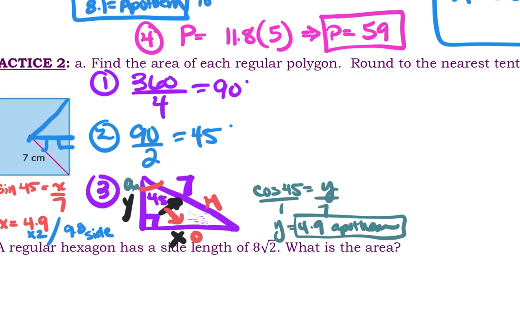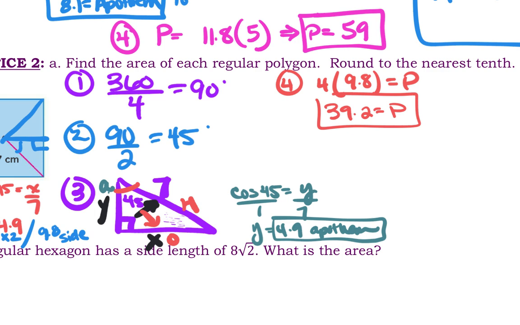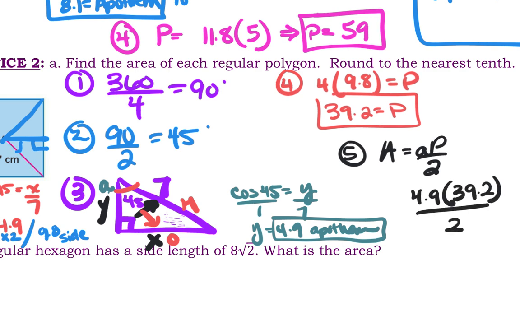Now, can I figure out my perimeter now? Yeah, so for the perimeter, we're going to do 4 sides times, what was our side length, 9.8? All right, so what's 9.8 times 4? 39.2. And then as a final step, now you plug it into your formula. So area equals apothem times perimeter divided by 2. 4.9 times 39.2, all of it divided by 2 gives us our area. Did we all come out with 96.04? Okay.